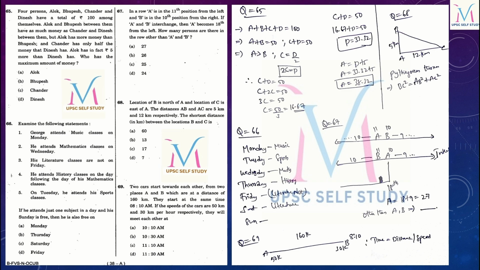So in the question it is asking who has the maximum amount of money. Who is having the maximum amount? Obviously A, Alok is having. So for the question number 65, the answer is A. Hope you are clear with the question. And now we will be discussing the 66th question.